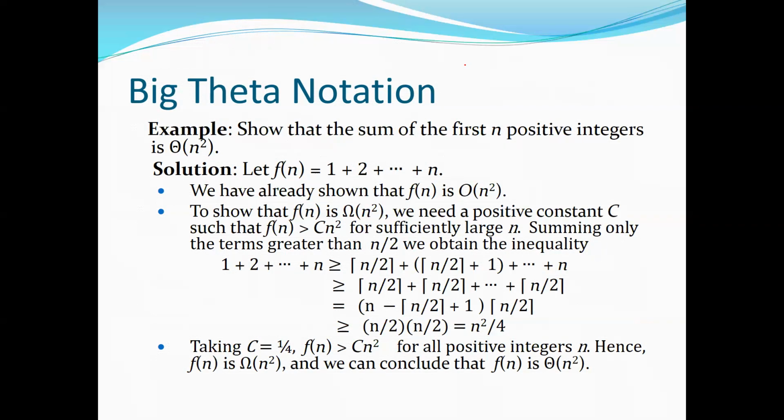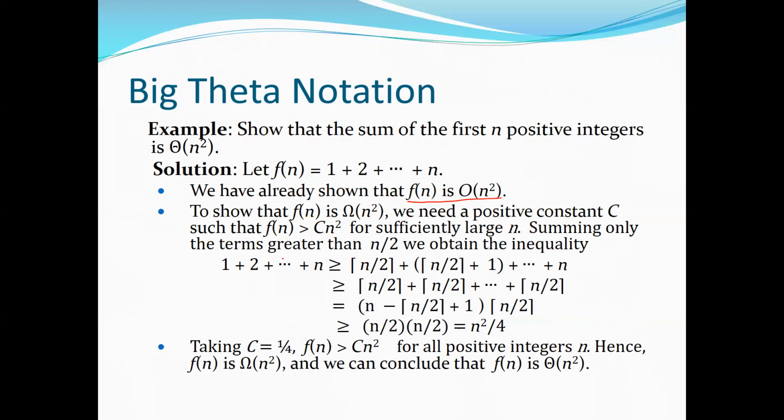We already have seen that the sum of the first n numbers is big O of n squared in the previous slides. We already know that f of n is big O of n squared. Now we need to see whether f of n is big omega of n squared or not. To show that f of n is big omega of n squared, we need a positive constant c such that f of n is greater than c times n squared for sufficiently large n.